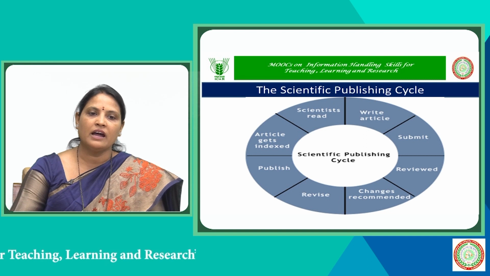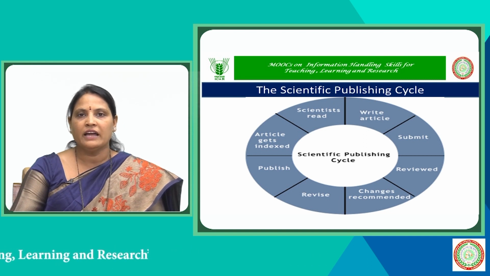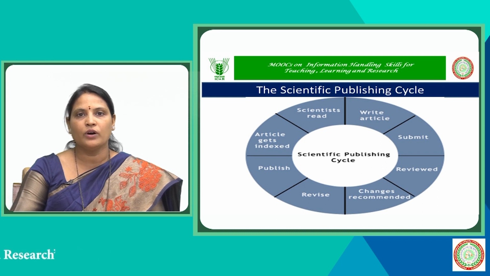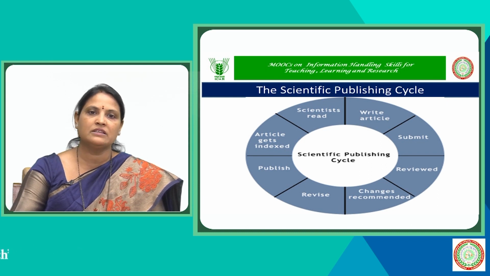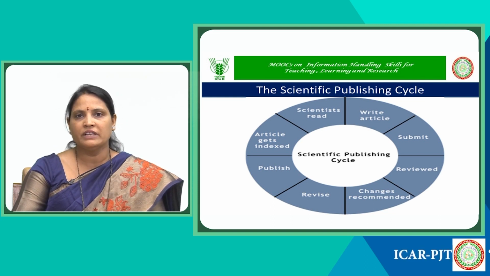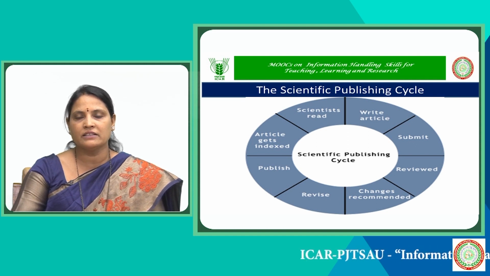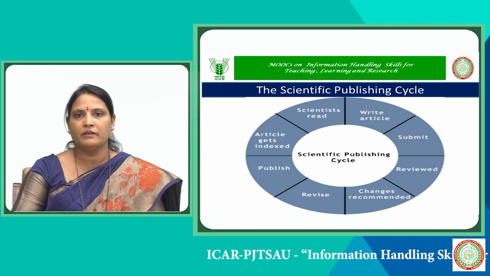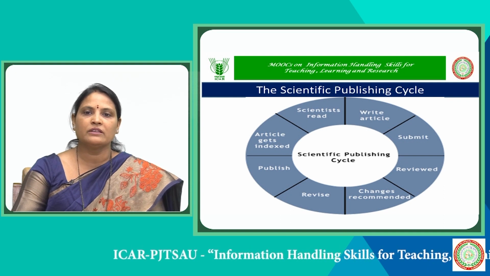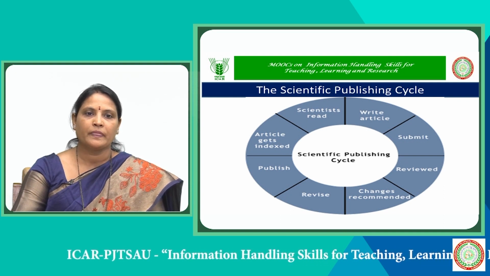After publishing, the article gets indexed, and after indexing the article is available in the public domain if it is on an open access platform. After that other persons will see our articles, use them, and cite us, and after that the research visibility of our publications will increase. So this is in short the scientific publishing cycle.